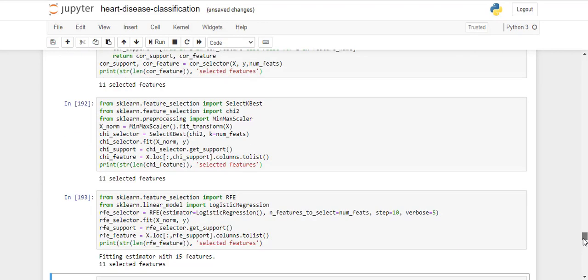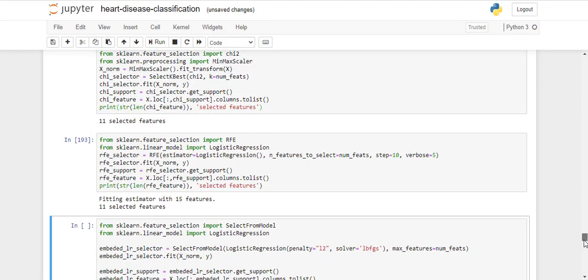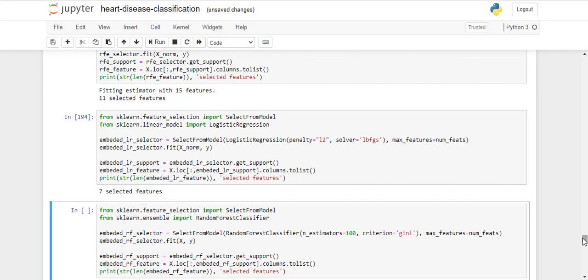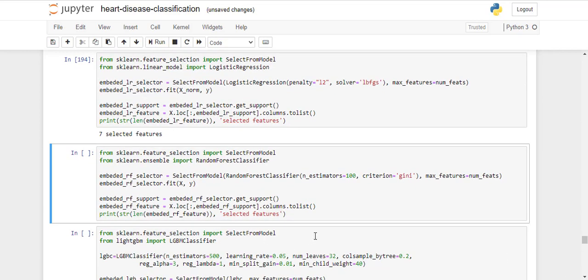Next, we are using RFE for selecting the features, because later on I am using different feature selection algorithms, and based on that we'll compare which features have the majority of support in terms of feature selection algorithms. Okay, so this is the embedded LR selector, which is an embedded algorithm for selecting features. Because we know that L2 penalty, which is ridge, is used for feature selection.